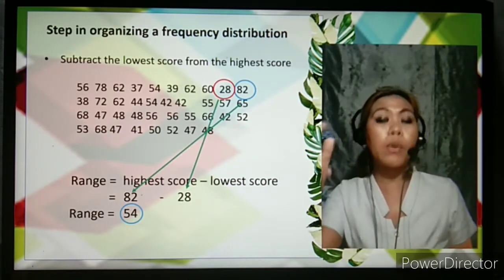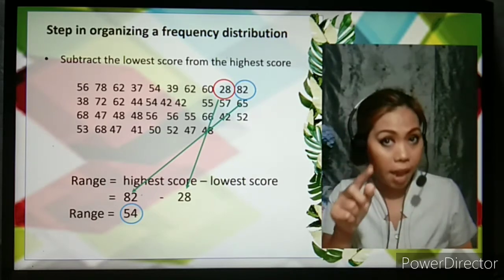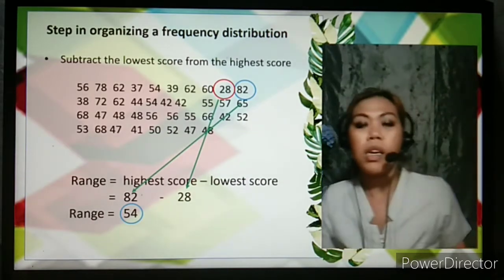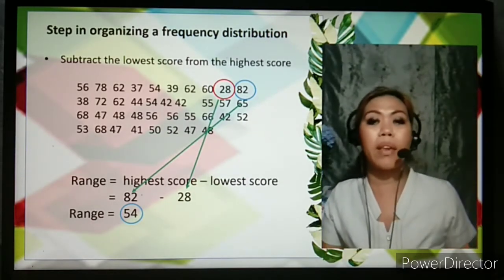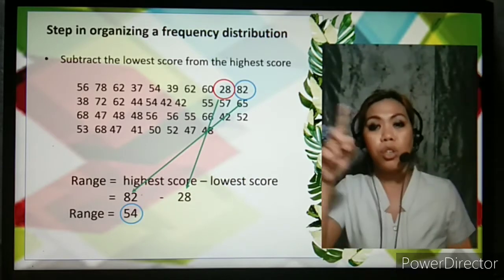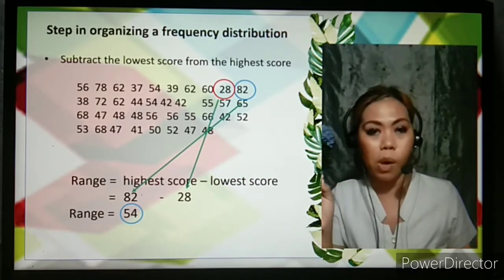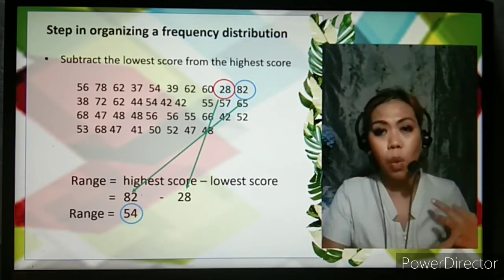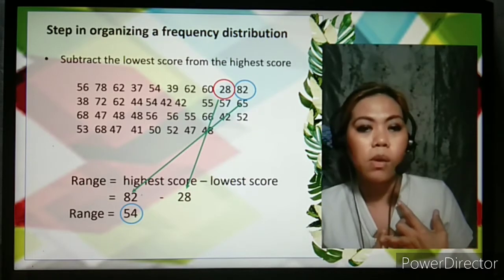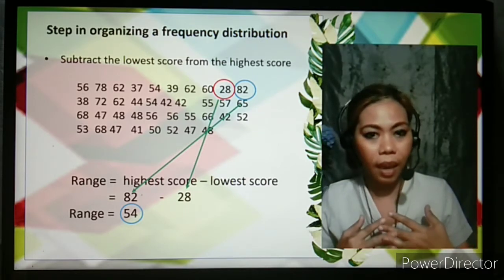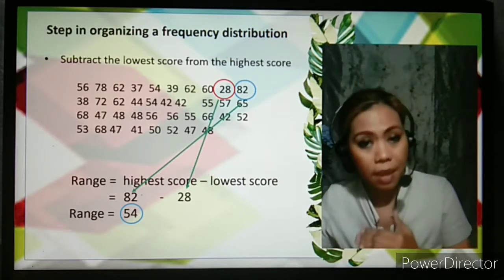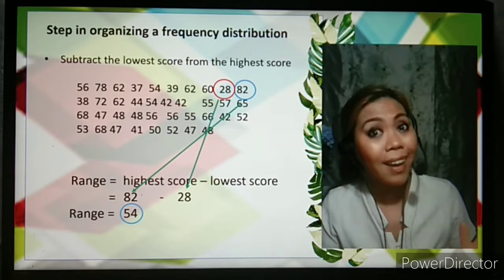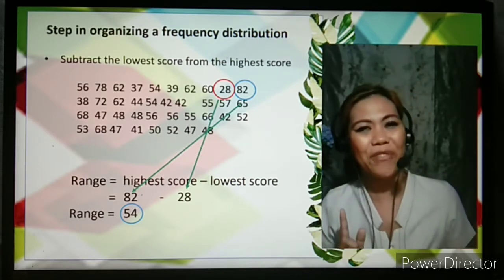As you can see, our lowest score right there is 28. I circled it with a red circle. And the highest score right there is 82. That's the highest score, right? So the lowest score is 28 and the highest score is 82. Now, let's subtract it. So 82 minus 28 equals 54. So the range is 54. Very good.